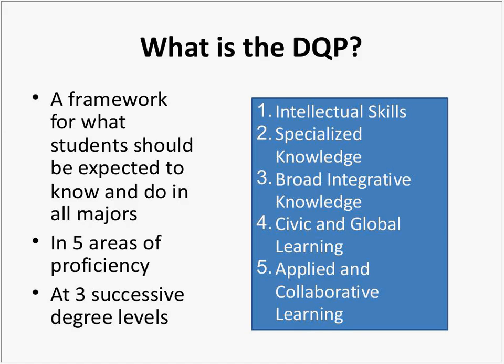So I don't want to get too deeply into the weeds here, but simply put, the DQP is a framework for what students should be expected to know and do, regardless of their major, in 5 areas of proficiency, which you'll see in the blue box on the right. I would imagine those look familiar to all of you. They are picked up in other frameworks as well. And each of those proficiencies is then framed or defined in terms of 3 successive degree levels: the associate, the bachelor's, and the master's. Next slide.